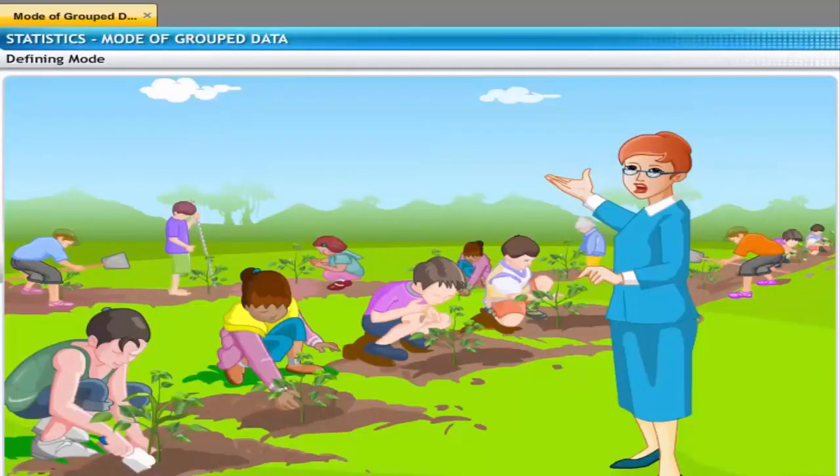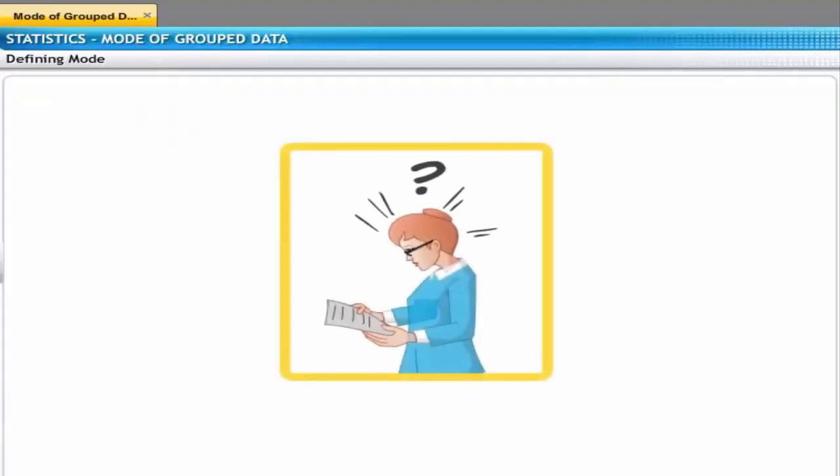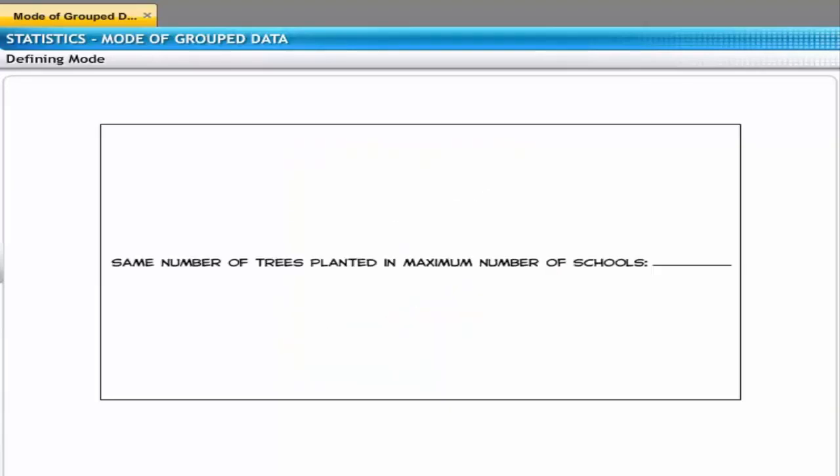Miss Greenfinger's heart beats for the trees. She recently conducted a tree plantation program in 60 schools of her city. Now, why is she looking so hassled? Actually, Miss Greenfinger is preparing a project report. She has to find the maximum number of trees planted across all 60 schools.